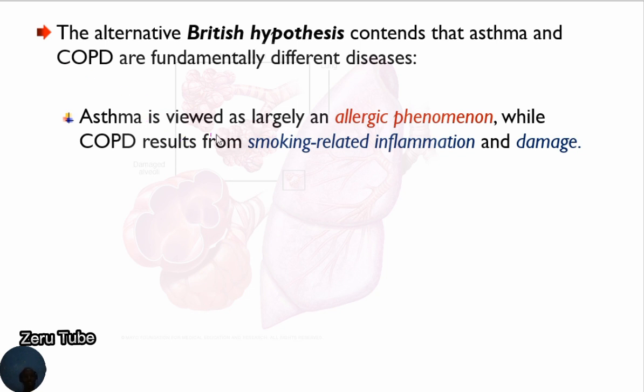So asthma is viewed as largely an allergic phenomenon. Look, asthma is an allergic phenomenon. The main causative agent for asthma is allergy. But COPD results from smoking related inflammation and smoking related damage.